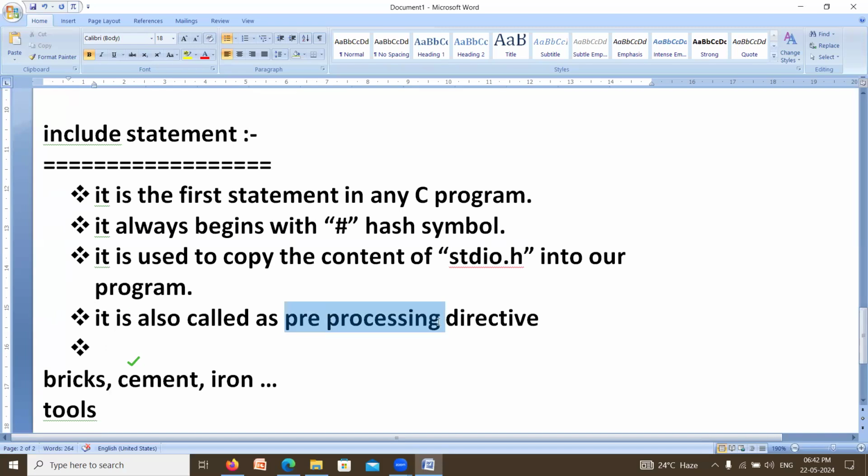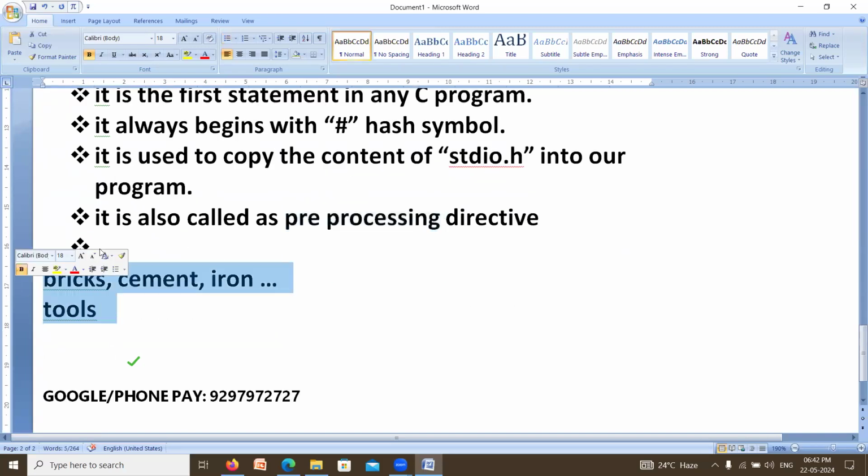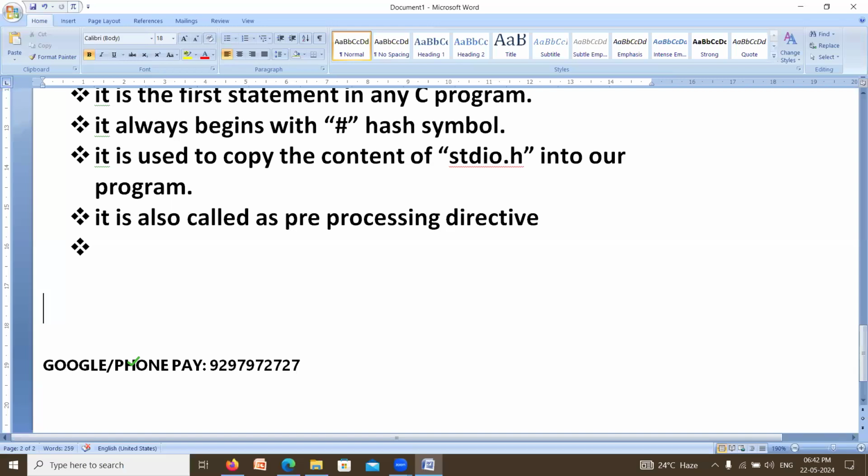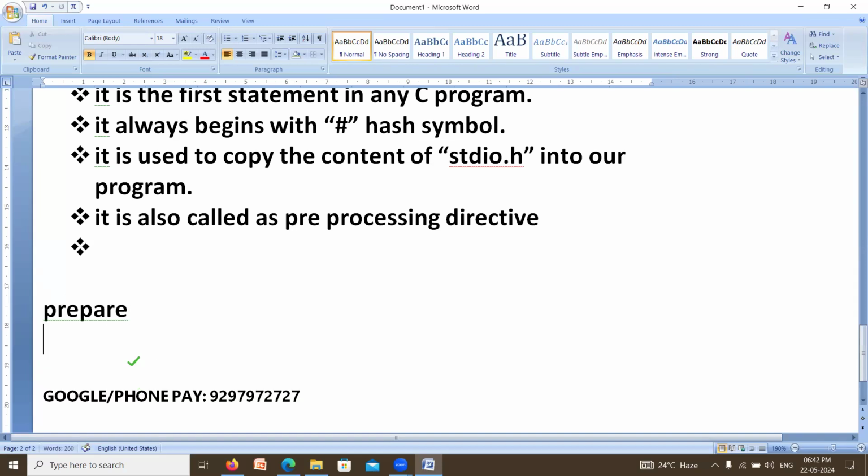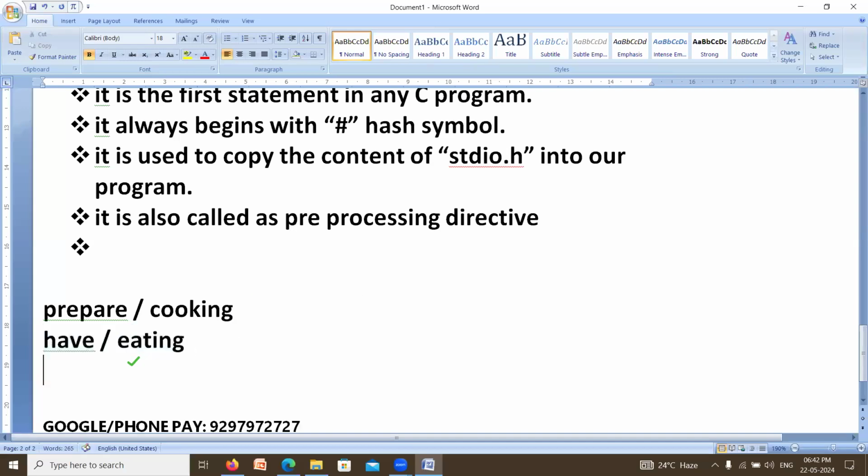Why is it called pre-processing? My dear friends, I want to have lunch. Then what to do? We need to prepare the lunch, and after that, we can eat it. Eating is one stage. Before eating, we need to cook the lunch. There are two stages. Which one is first? Cooking is first, eating is next. In the same manner, for our program, first we need to compile, then we need to run.